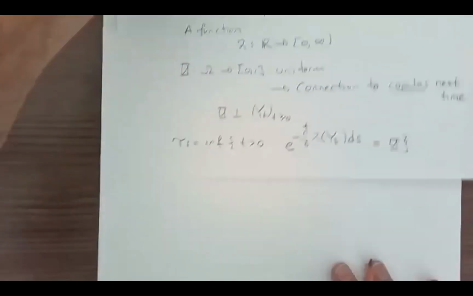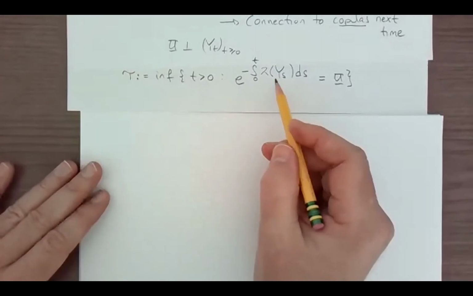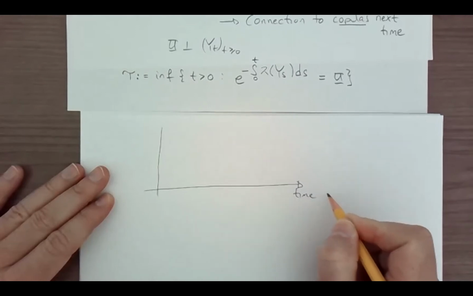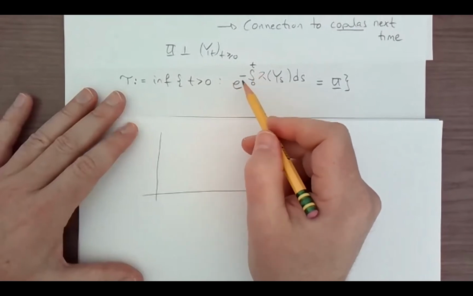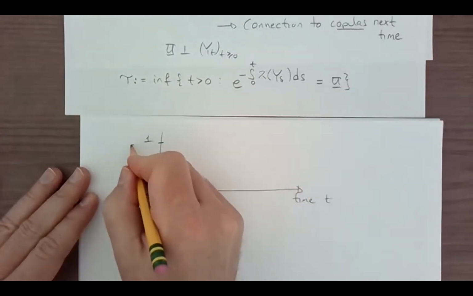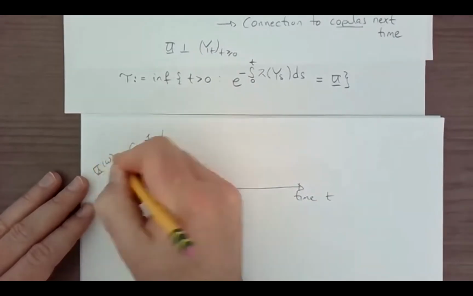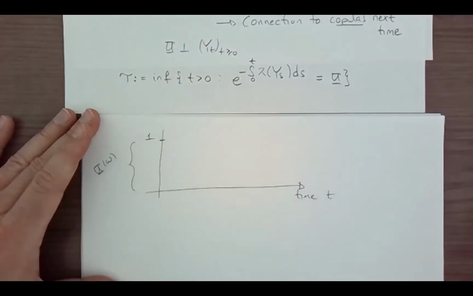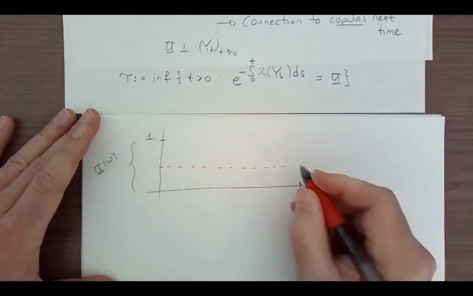So on a picture, this here is time. When t is equal to 0, I'm going to get e to the 0, right? So it's going to start out here at 1. Like U here is uniform on this interval. So say that U of omega is somewhere around here. This is my U of omega.